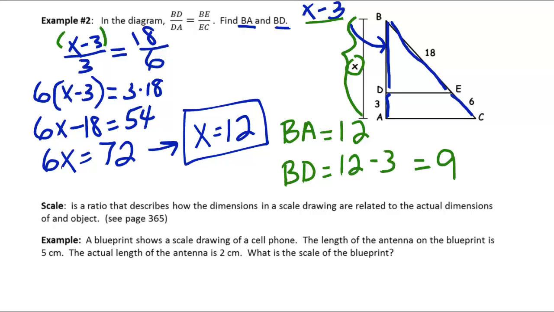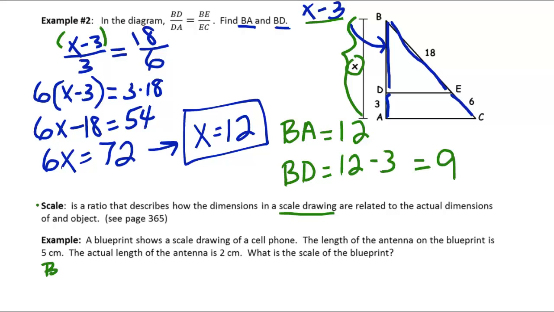All right, so let's talk about a scale. Scale is a ratio that's going to describe how the dimensions in a scale drawing are related to the actual dimensions of an object. And so you'll see more about that on page 365. But here's an example, a blueprint which shows a scale drawing of a cell phone. The length of the antenna on the blueprint is 5 centimeters, when the actual length of the antenna is 2 centimeters. So what is the scale that the blueprint's using?